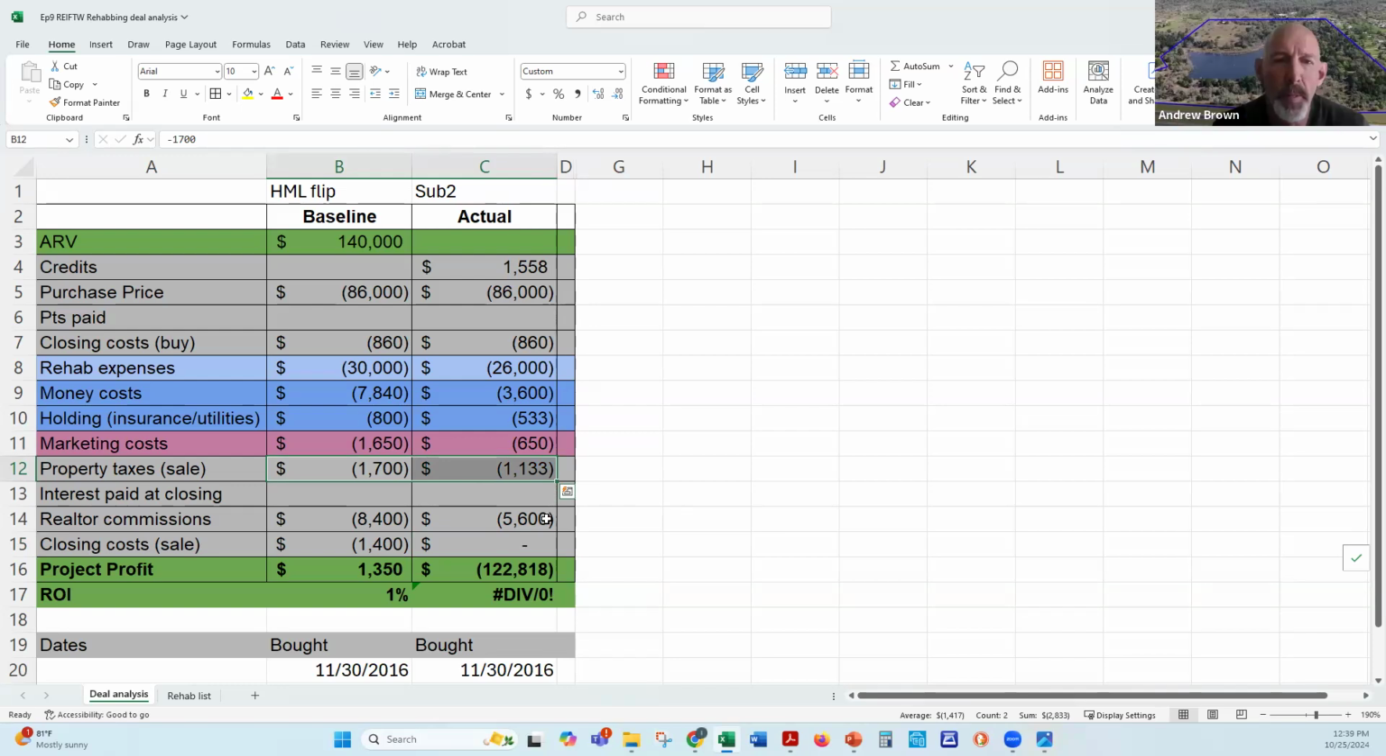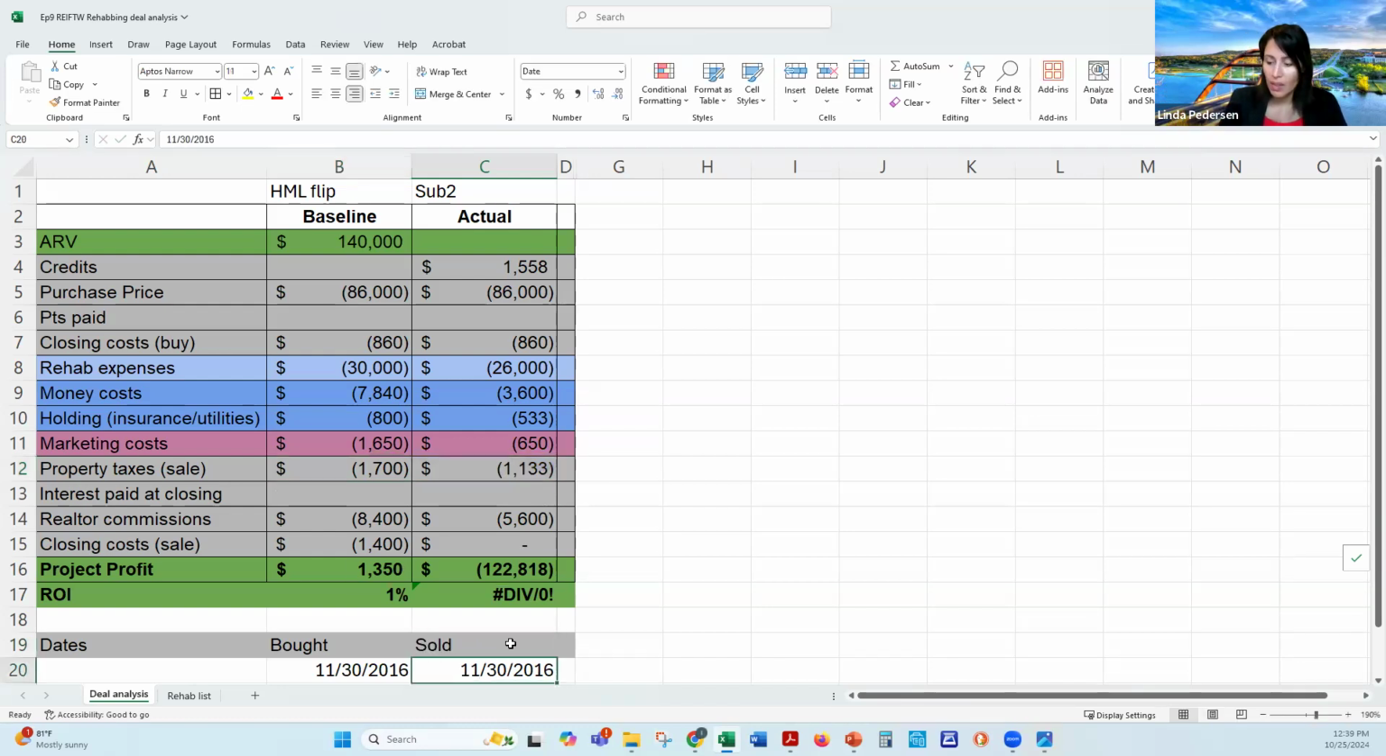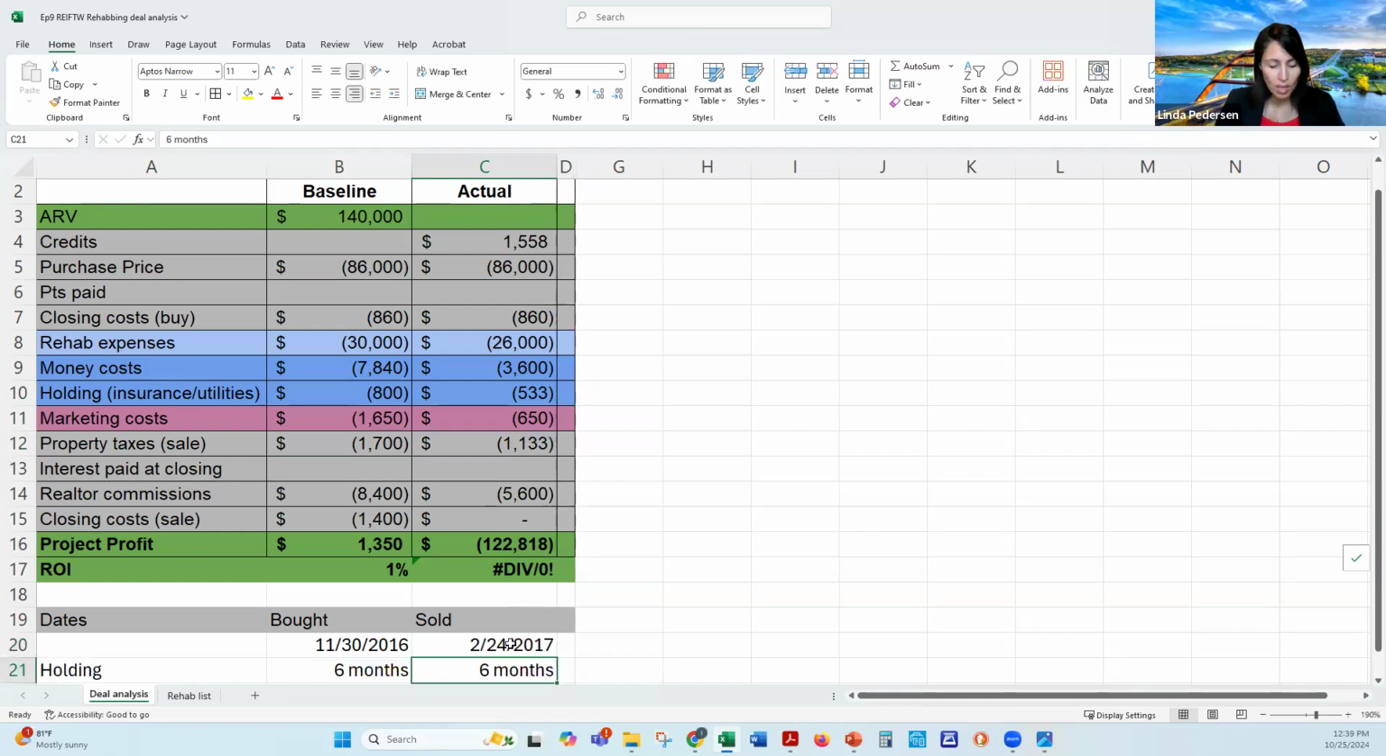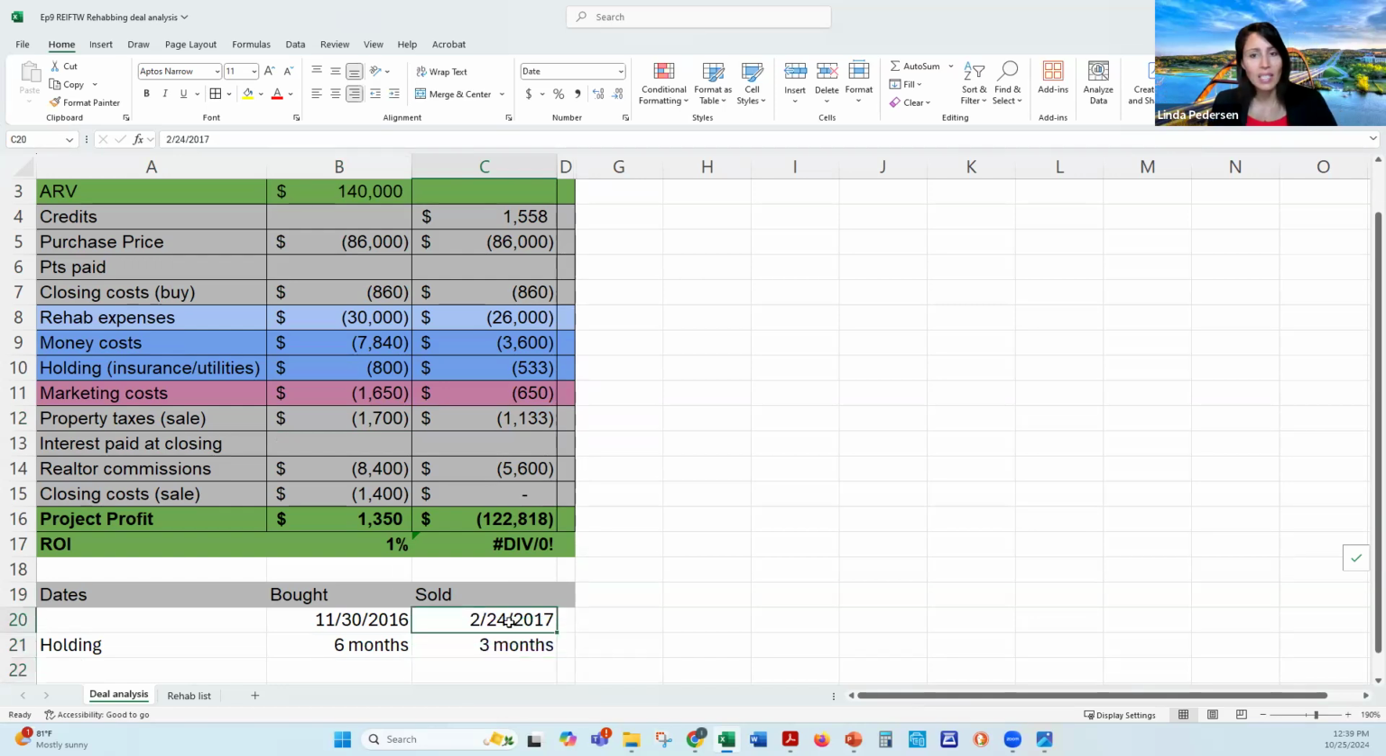So when we sold it, then we had to pay, because it was sold, actually, let me put that in. It was sold, I think, 2/24, 2017. So it was sold in about 3 months, right? So basically the taxes were due.